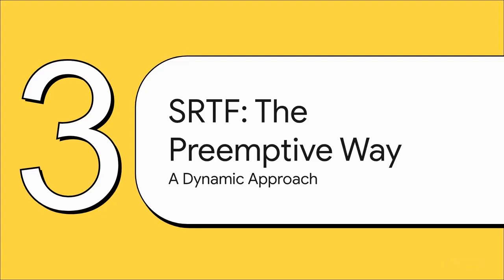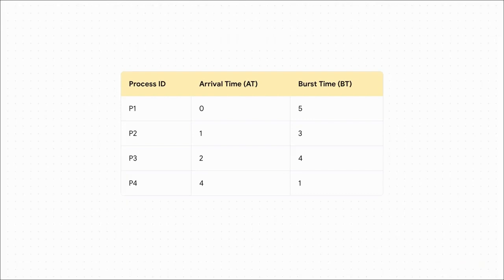Okay, so you know what we have to do now, right? Let's run a whole new simulation. But this time, we're doing it the preemptive way, with SRTF. Here's our new set of processes. Now, fair warning, this is going to get a little trickier. Why? Because with preemption, the scheduler can't just make a decision and forget about it. It has to reevaluate what's best every single time a new process shows up in the queue.